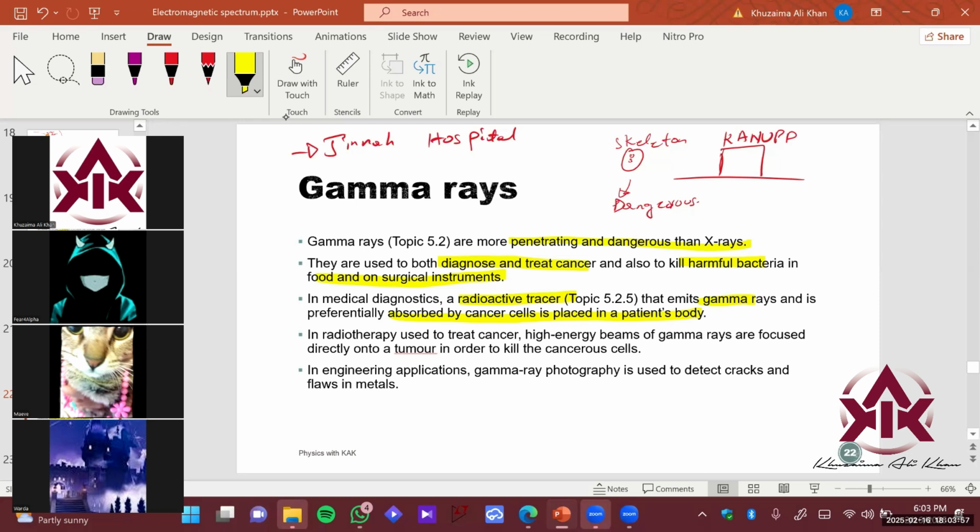And it can also basically kill tumors. That is again a cancer disease. And in engineering, it is used to detect cracks, in buildings and so on. So it's used everywhere, but again, with precautions.